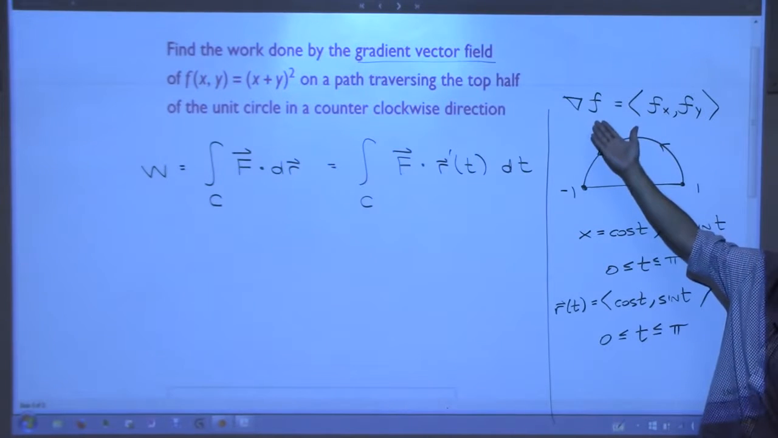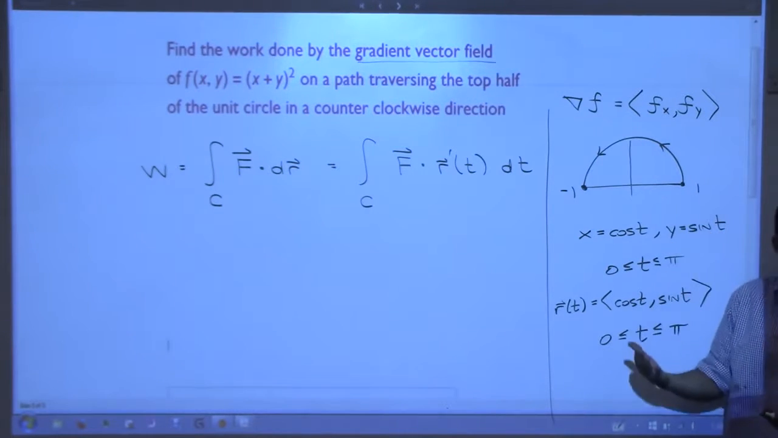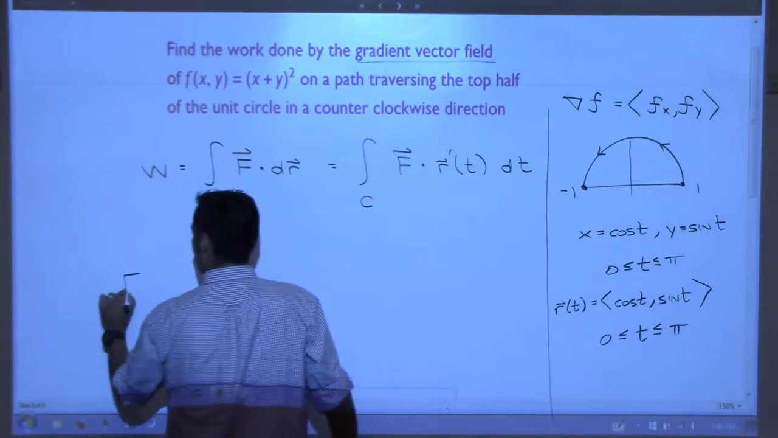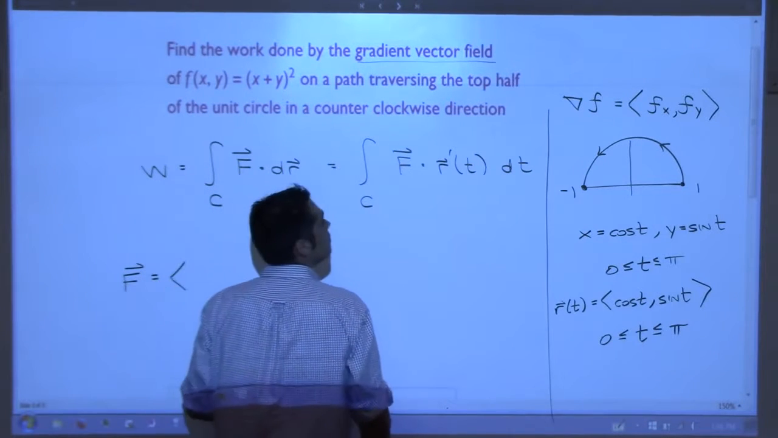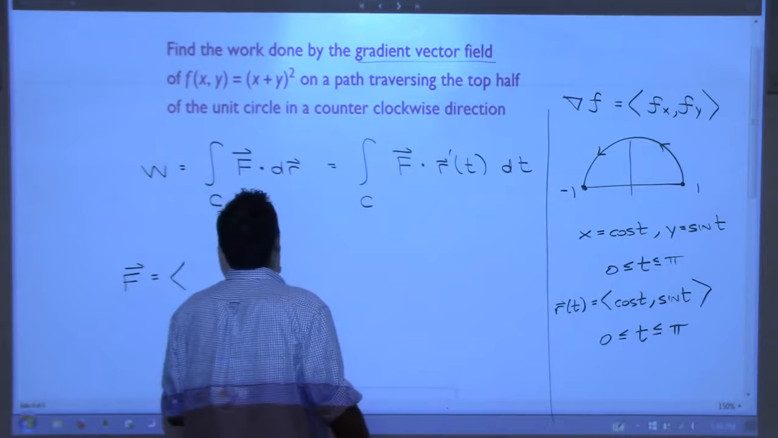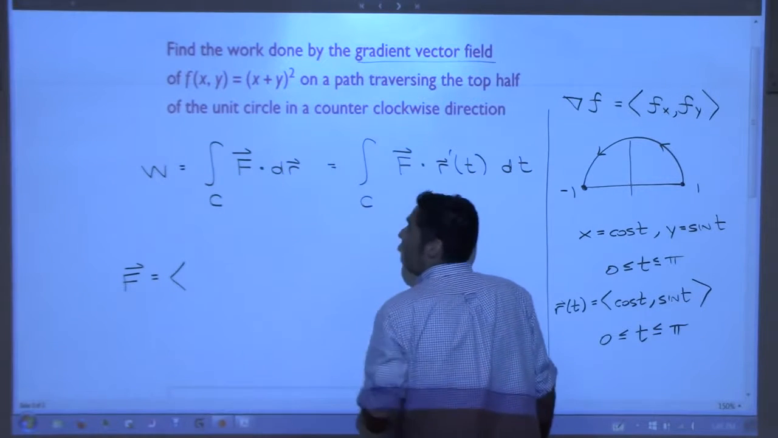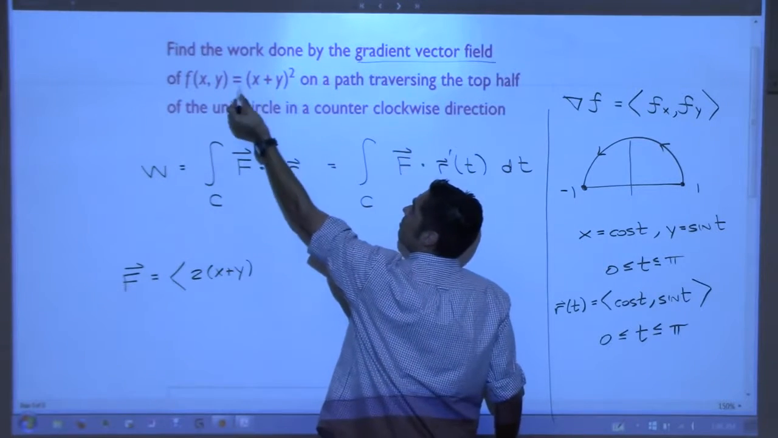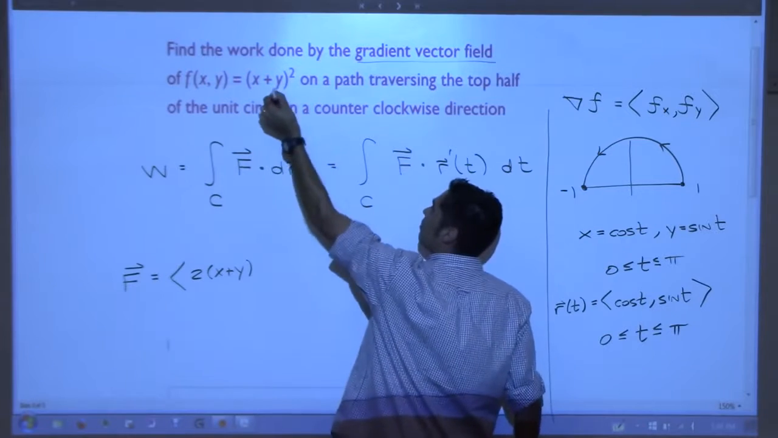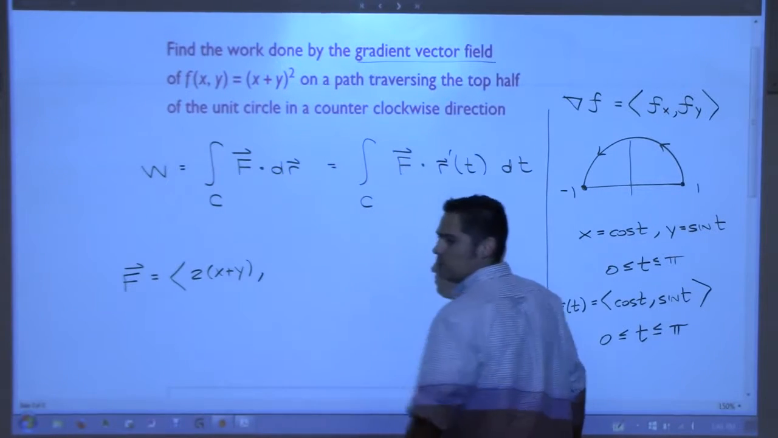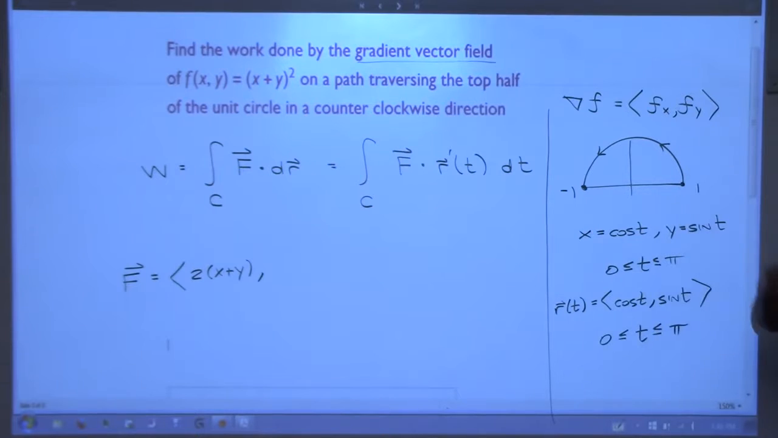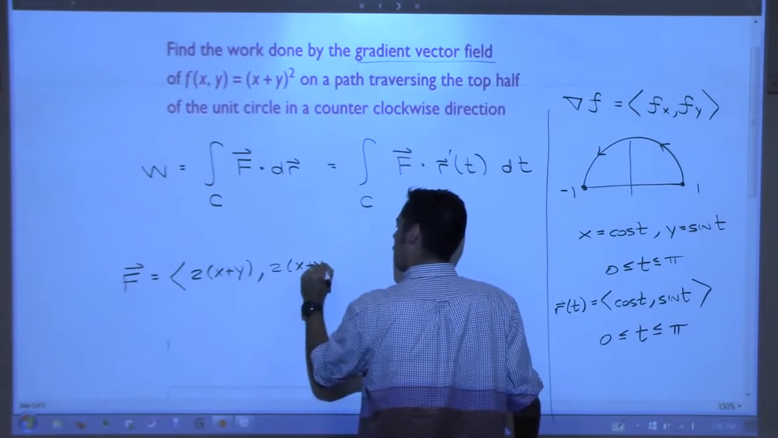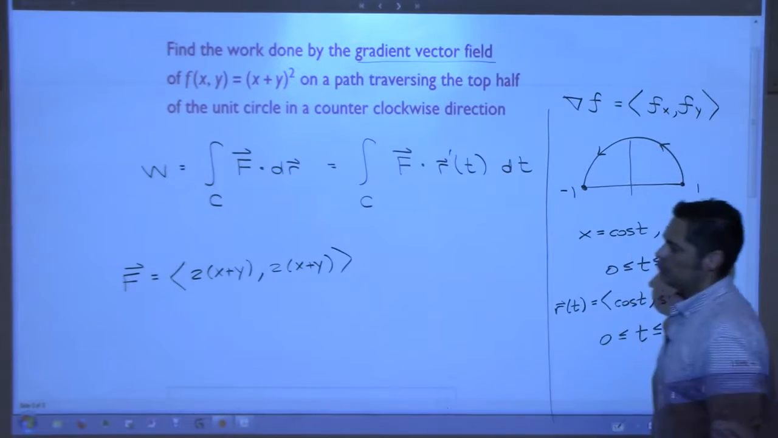This gradient vector field is the capital F they want us to use. So my capital F will be what? What's the partial of f with respect to x? 2 times (x plus y). So you're doing a chain rule on this. The 2 has to come down, and then you take the derivative of what's inside with respect to x, which is just 1. Then the partial with respect to y is the same exact thing. There it is.